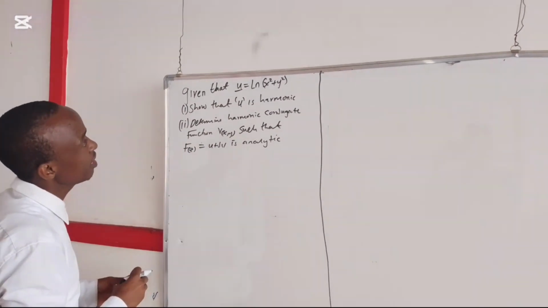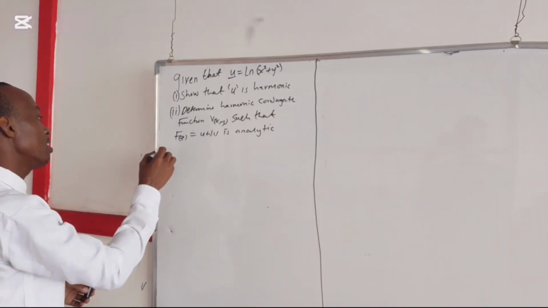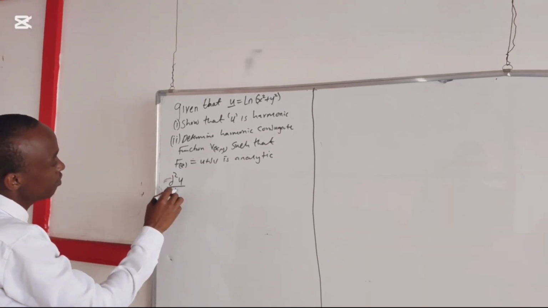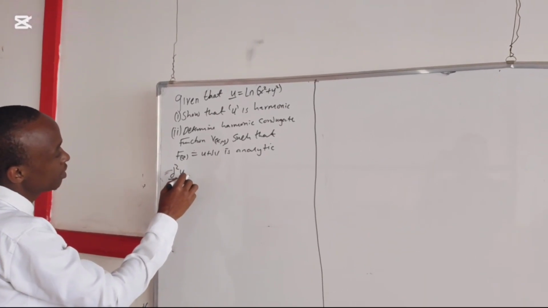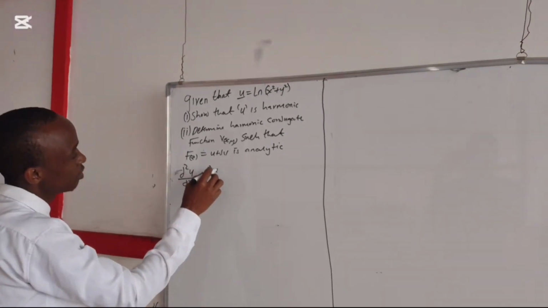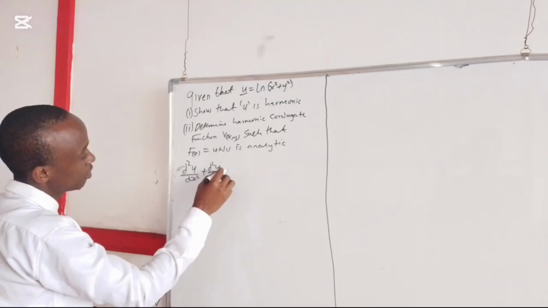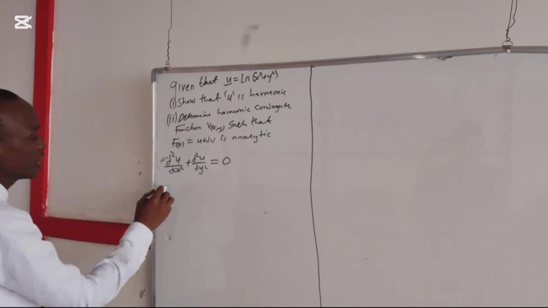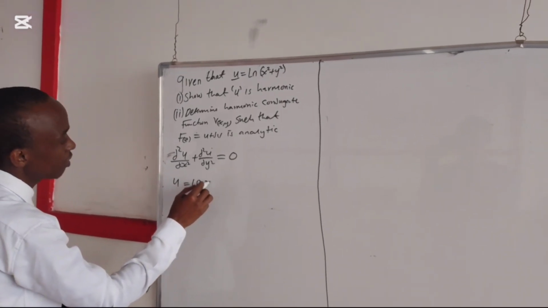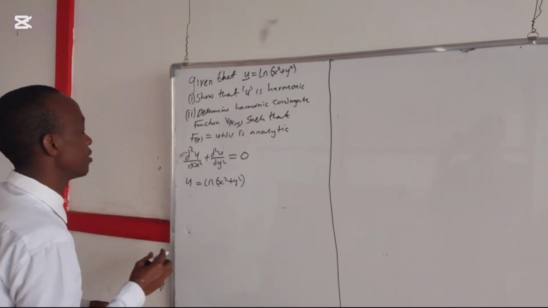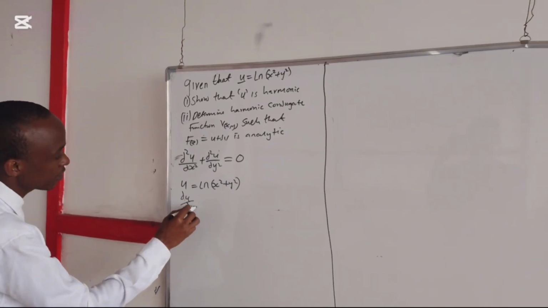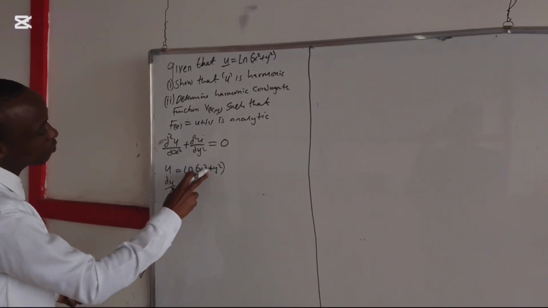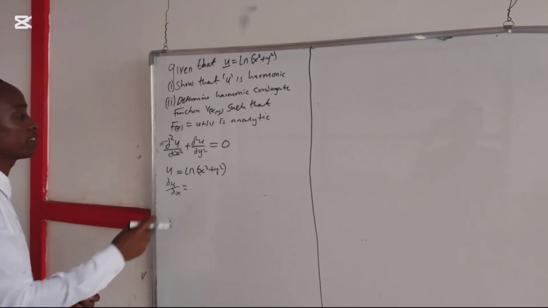Now, to show that any function is harmonic, that is U, the second derivative of U with respect to x squared plus the second derivative of U with respect to y squared should give us 0. Now we have our function U equal to ln(x squared plus y squared). The derivative du/dx is the first derivative of ln(x squared plus y squared) with respect to x.